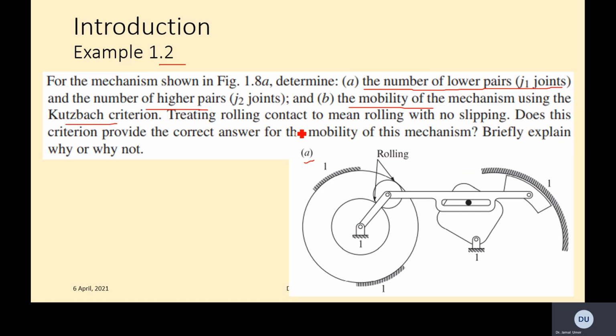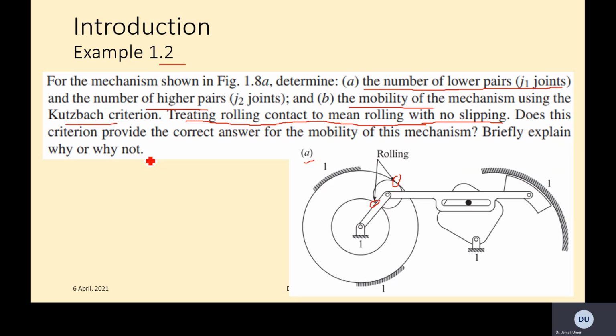Treating rolling contact to mean rolling with no slipping is one of the assumptions. So wherever there is rolling, for example here, this is a rolling part, this is a rolling part, and we don't have any slipping. So we call it mean rolling basically.